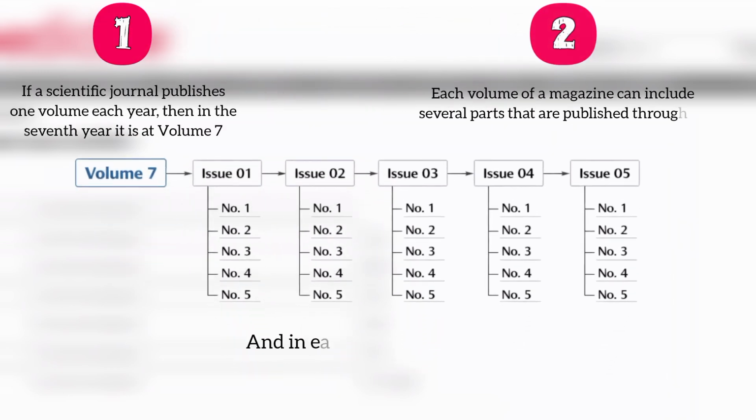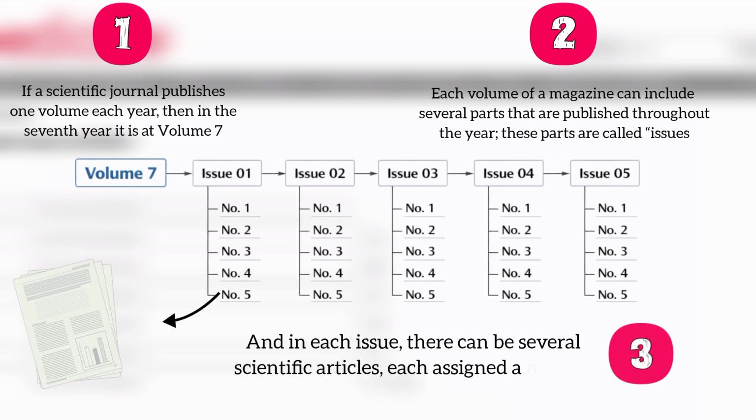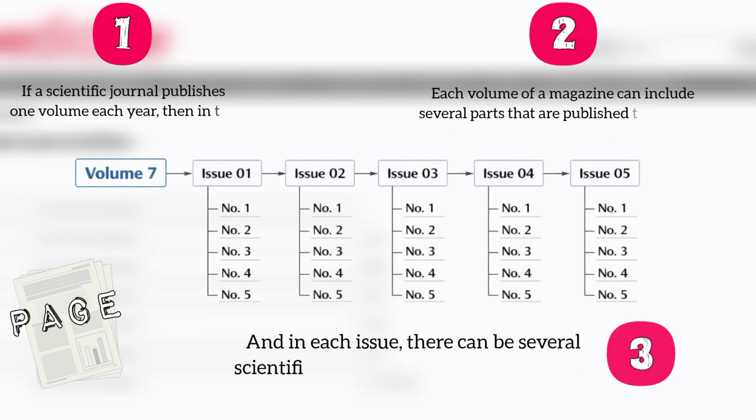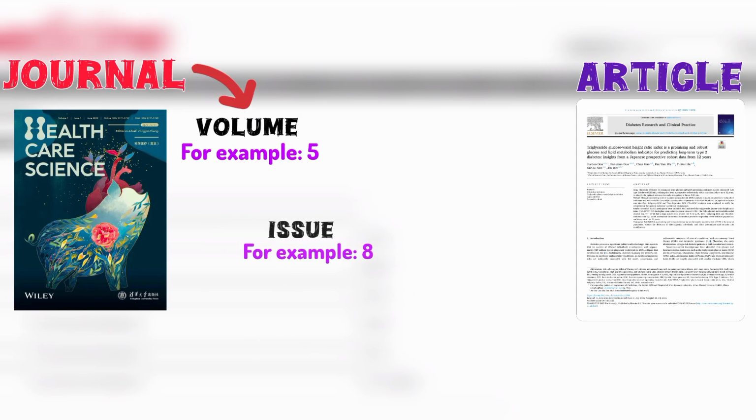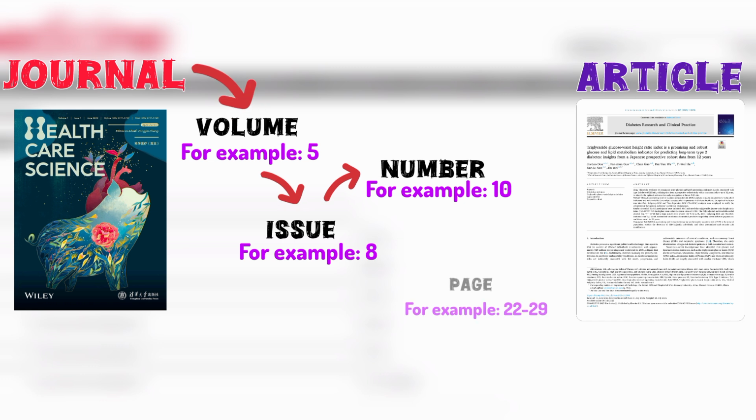Each issue contains many articles, each with its own title. In the past, articles inside each issue also had a number, shown as N. And finally, every article has page numbers. With the volume, issue, and article number, you can locate any paper precisely using the search tool.